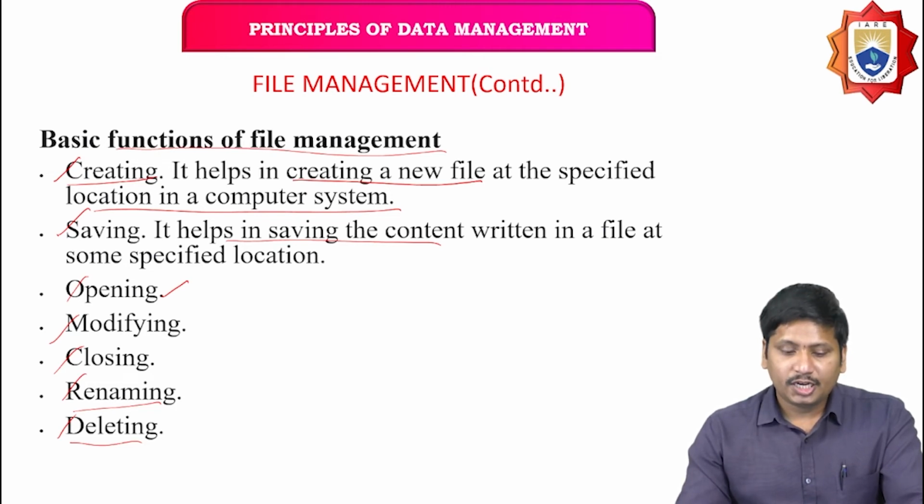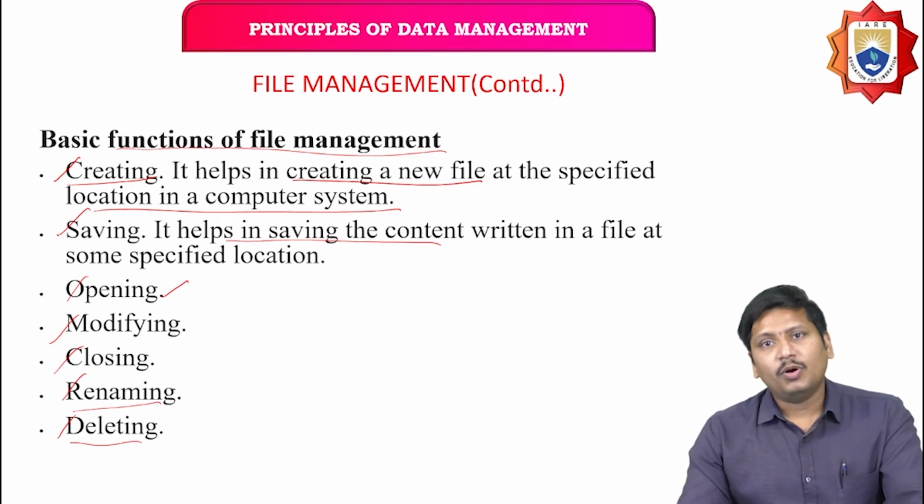So the first one is creating, and then saving, opening, modifying, closing, renaming, and then deleting. These are the various operation functions that are going to be performed. Creating is the function used to create the file, and then saving the file. If I want to open the file, opening is the function. And modifying: if something is going to be changed in the file, then I have to make use of modifying.